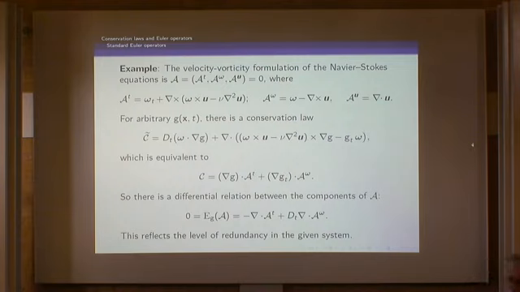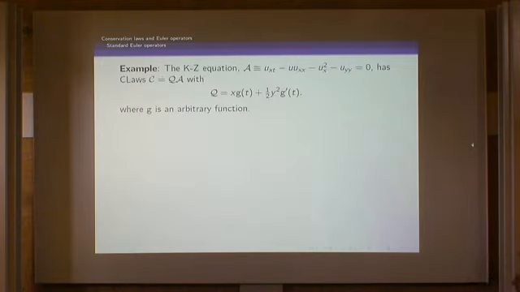What about the intermediate cases? And again, I'll just do one example. There's an equation called the KZ equation. A here is up here, that's the equation, and there's a characteristic that depends on an arbitrary function of t, and also on x, and also on y, but in an explicit way. Okay, not arbitrary.